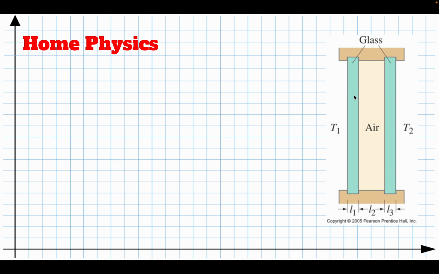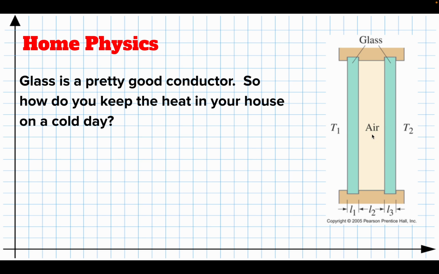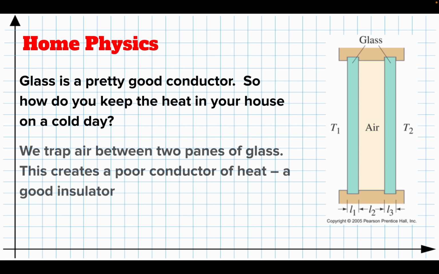So your windows at home, if you go look carefully, you'll notice that there's actually two pieces of glass, and there's air or some kind of gas in between. Sometimes they're backfilled with argon or something. But the point is that we use trapped air to keep the heat from conducting from inside your house to the outside of your house. So glass is a decent conductor, but when you put an air gap between two pieces of glass, it really slows the conduction down and makes it a good insulator.